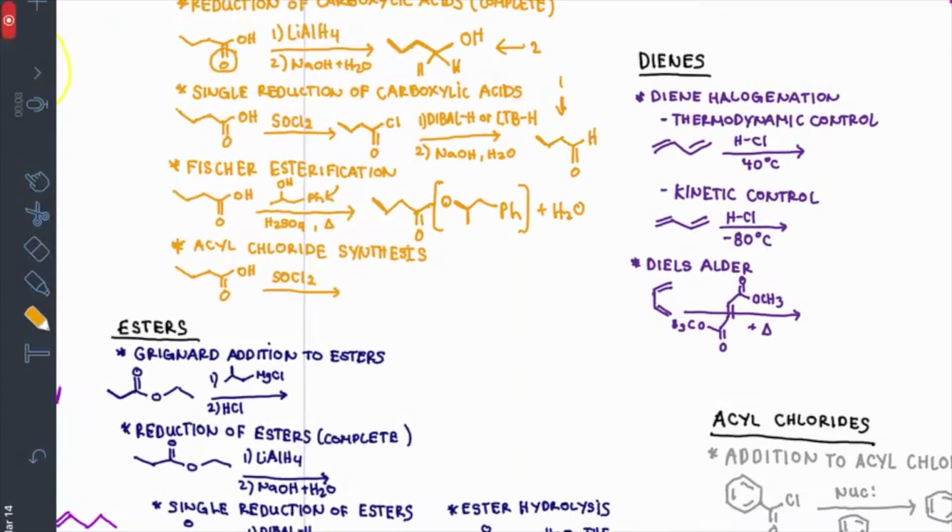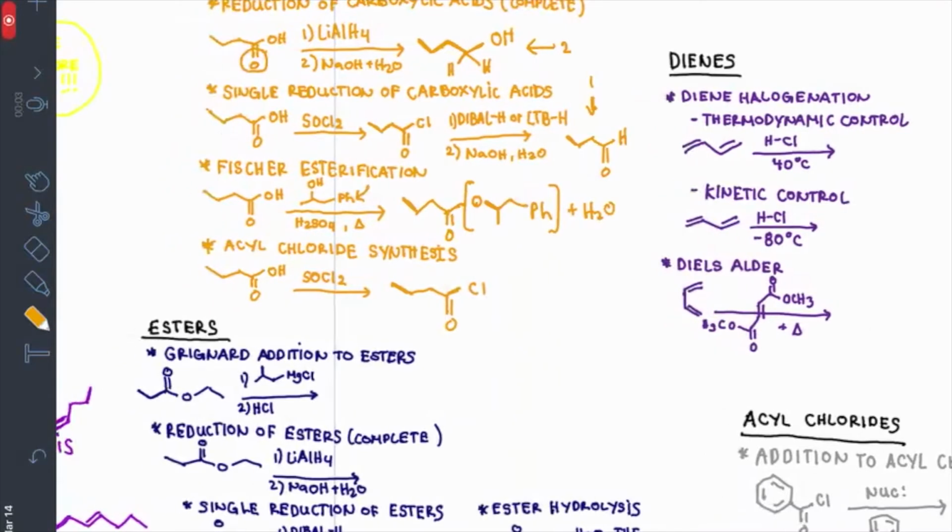Next, we have acyl chloride synthesis. And so we saw this in the single reduction of carboxylic acids. And basically, we're taking our carboxylic acid and we're going to replace that OH with a chlorine. So we're just going to chlorinate it. All right.